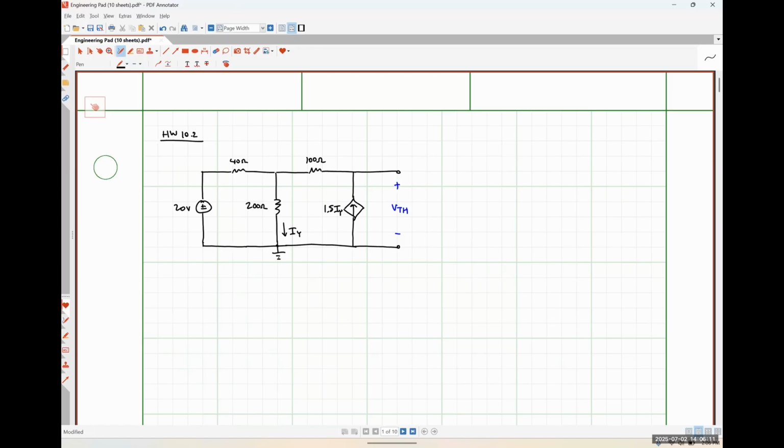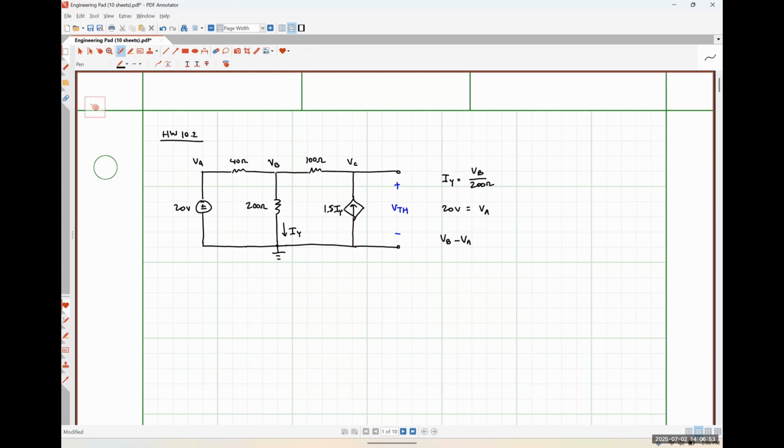So, actually, let me define my nodal voltages. So here's A, B, and C. My controlling variable, IY, is just going to be VB over 200 ohms. I'm going to have a voltage relationship equation that is 20 volts is equal to VA. And now I'm going to have to write a KCL equation at node B and a KCL equation at node C.